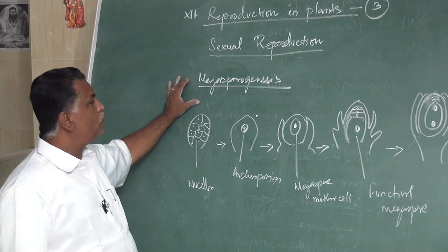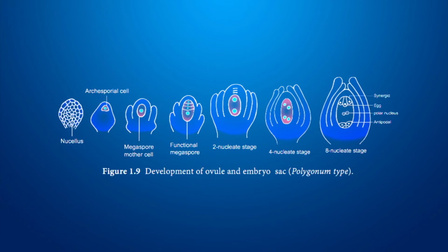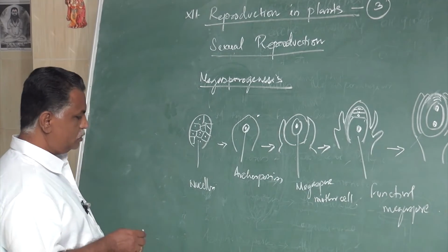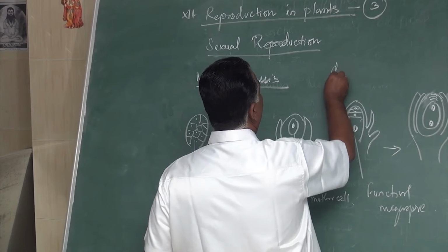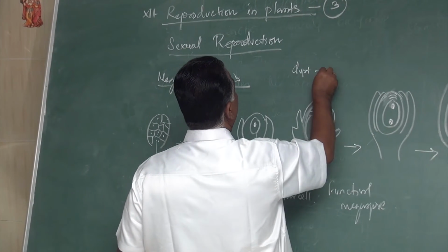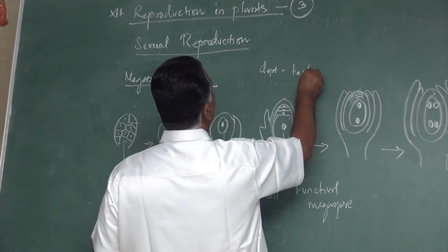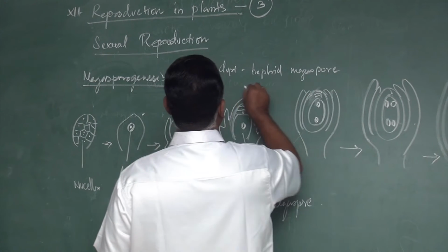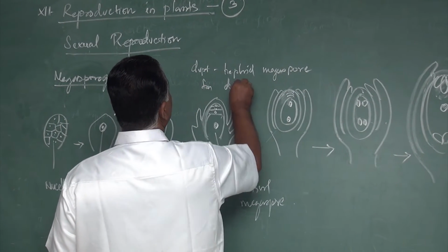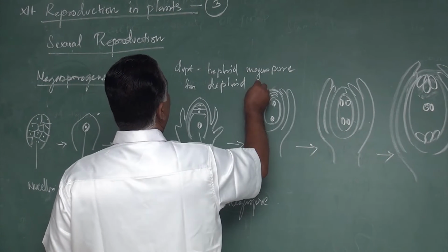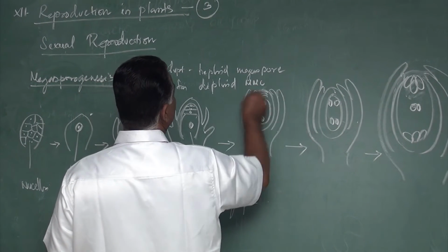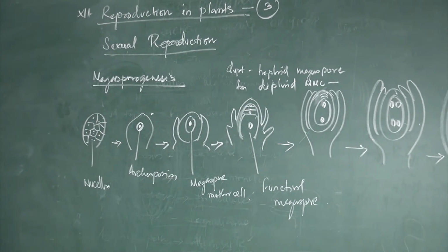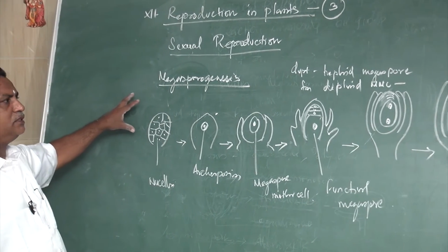See, development of megaspore is called megasporogenesis, where from the megaspore is produced. So development or production of haploid megaspore from diploid megaspore mother cell, MMC, is called megasporogenesis. So this is one of the important processes which are taking place in the plants.